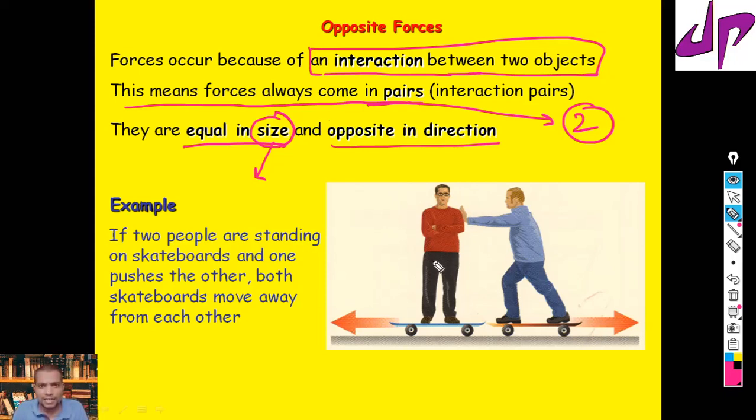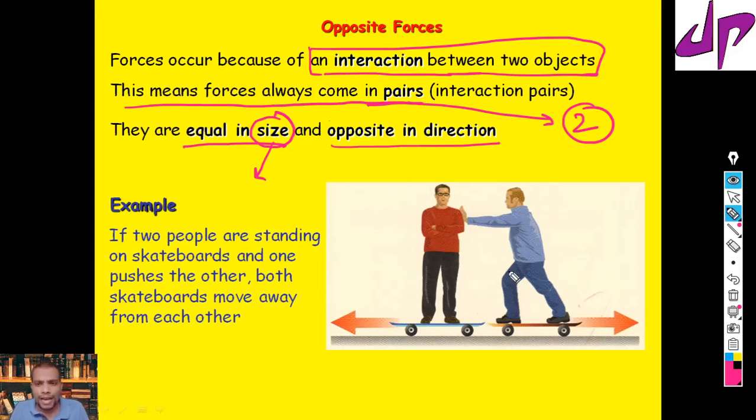For better understanding, let us consider a situation. Two people stand on skating boards. I hope you know a skating board has wheels. Initially they are both at rest, so they both stand like that.